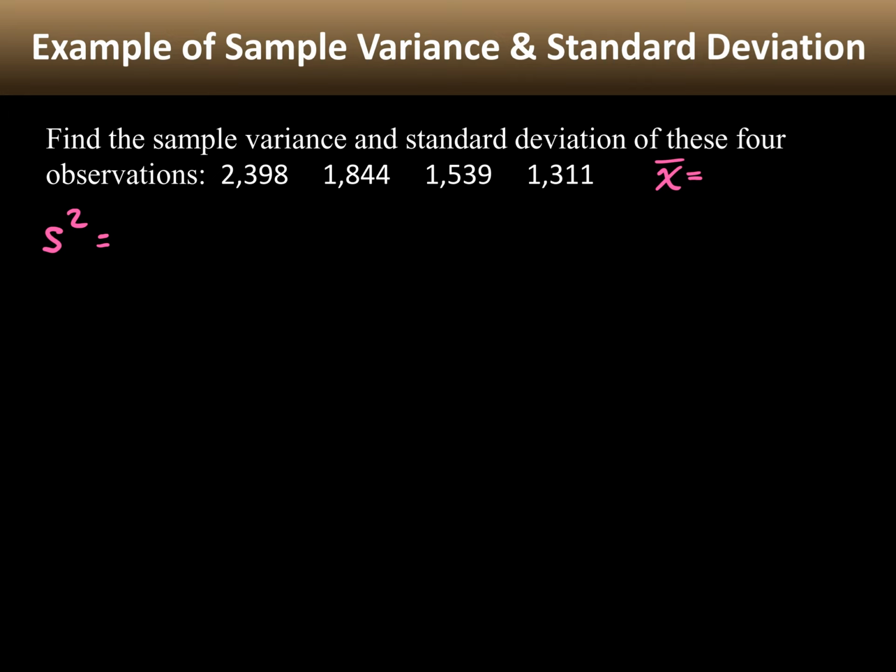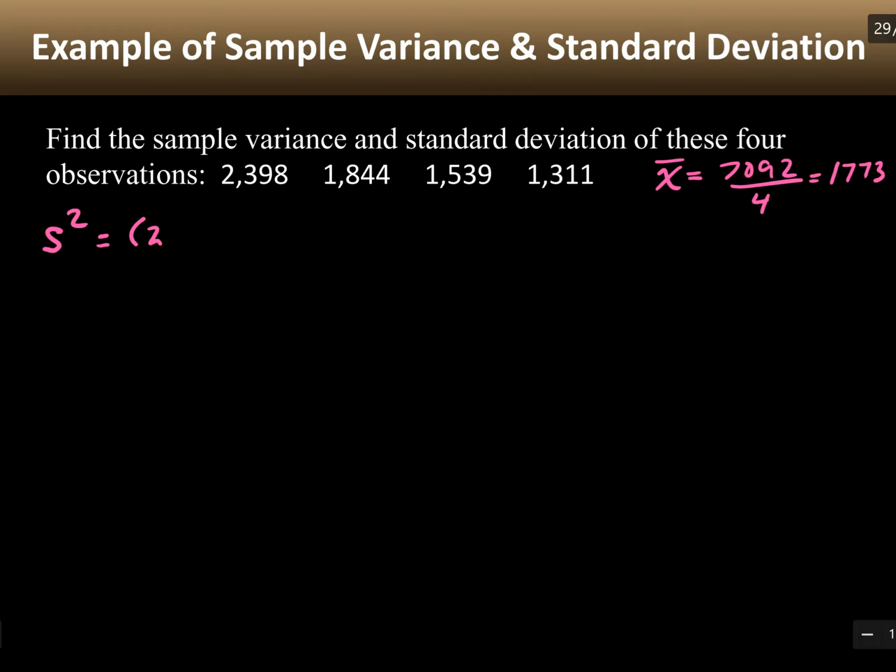So the mean in this case, you add them all up and divide by the total. So that ends up being, the sum is 7,092. Divide by 4 ends up being 1,773. So we need to subtract that from every observation in the data set squared.